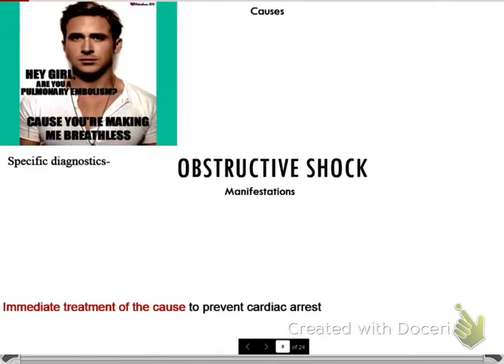Obstructive shock. So they talked about obstructive shock over there. There's lots of things that can lead to obstructive shock, right? So as far as the causes go, it can be tamponade, constrictive pericarditis, tension pneumo, PE, aortic stenosis. So it's some sort of physical obstruction to the blood flow that decreases the cardiac output.